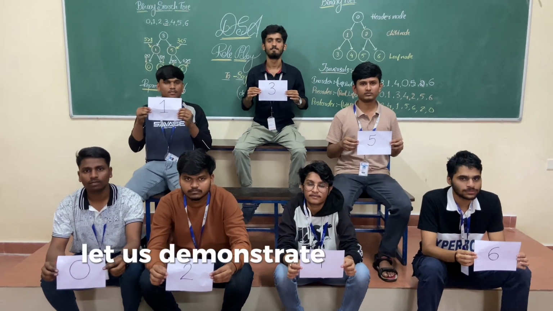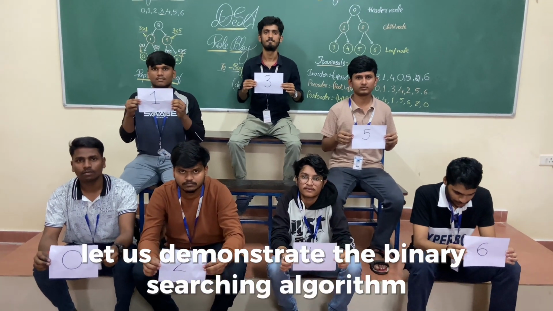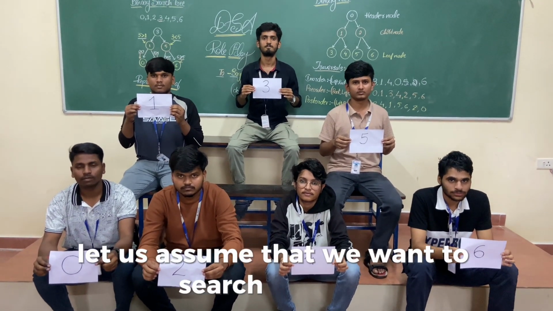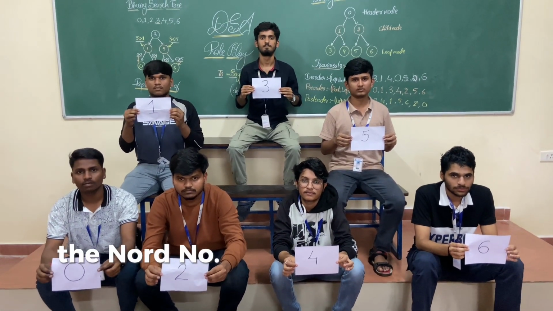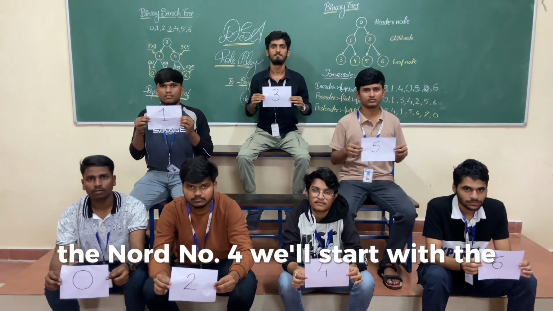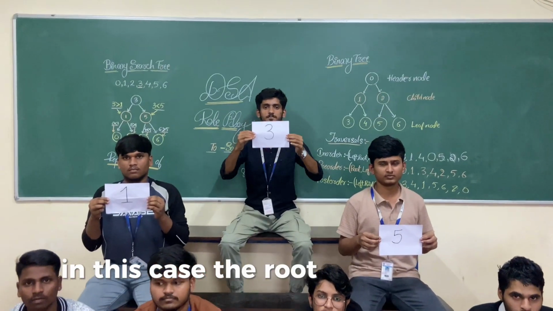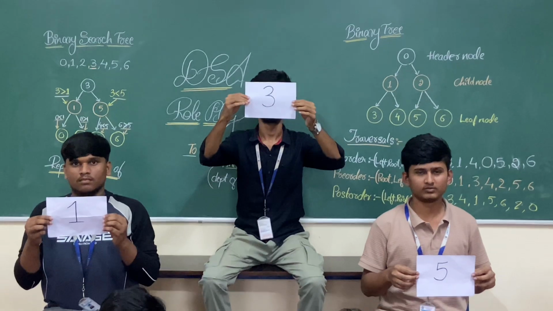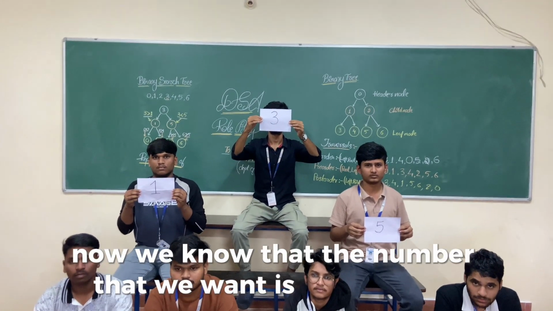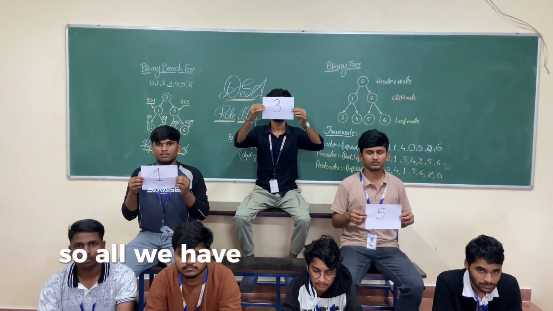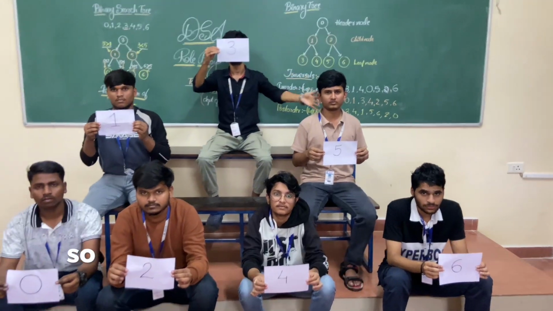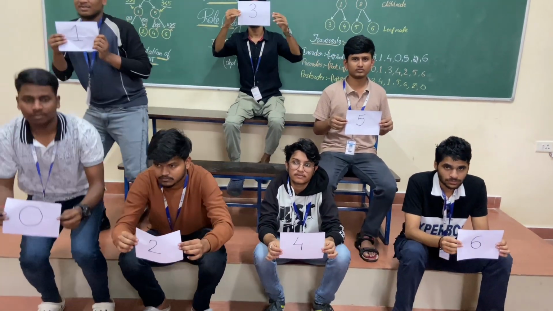Let us demonstrate the binary searching algorithm. Let us assume that we want to search the node number 4. We'll start with the root node. In this case, the root node is 3. Now we know that the number that we want is more than 3. So all we have to do is search the right subtree. So we can do away with the left subtree.